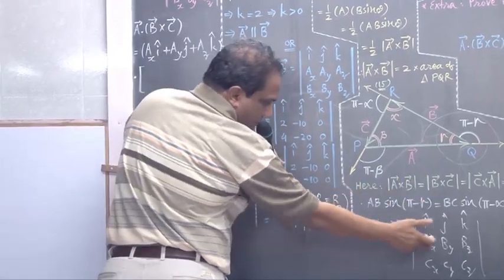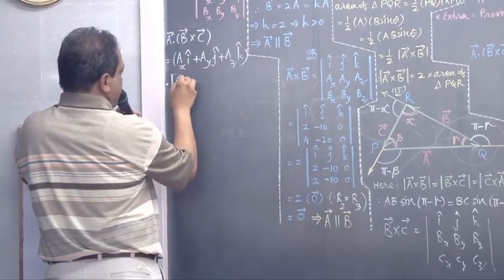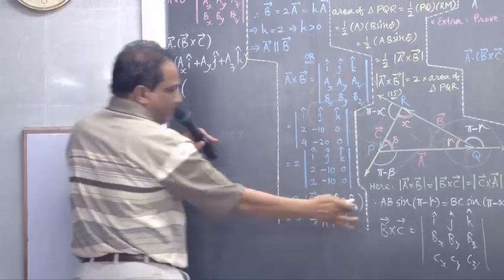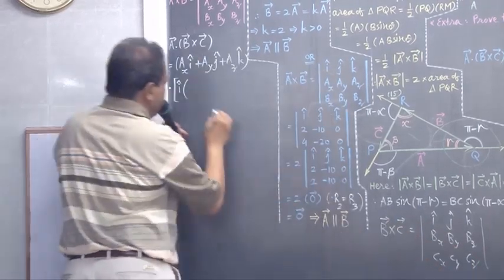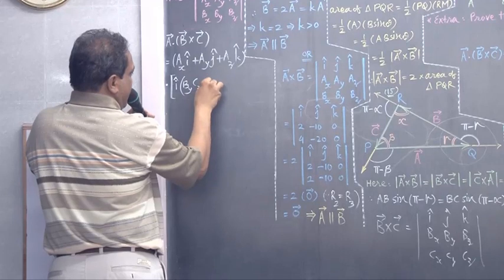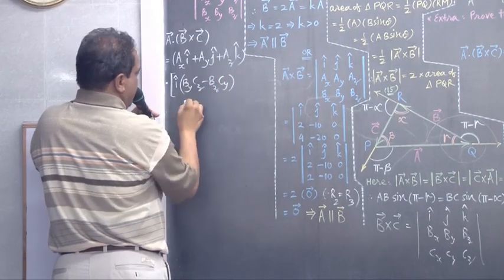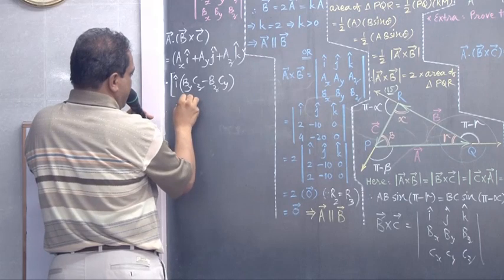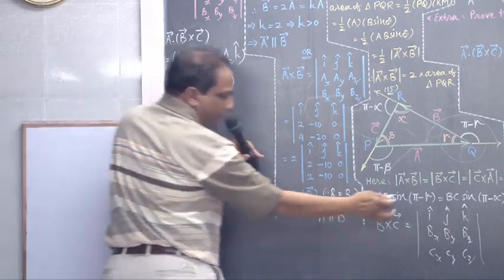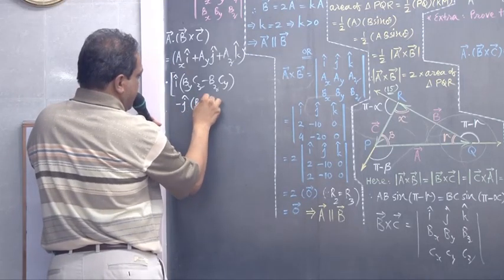Expansion of this, with i hat. Tell me. By Cz. Correct. By Cz minus Bz, fine. Then minus Cz, very good, into Bx Cz.